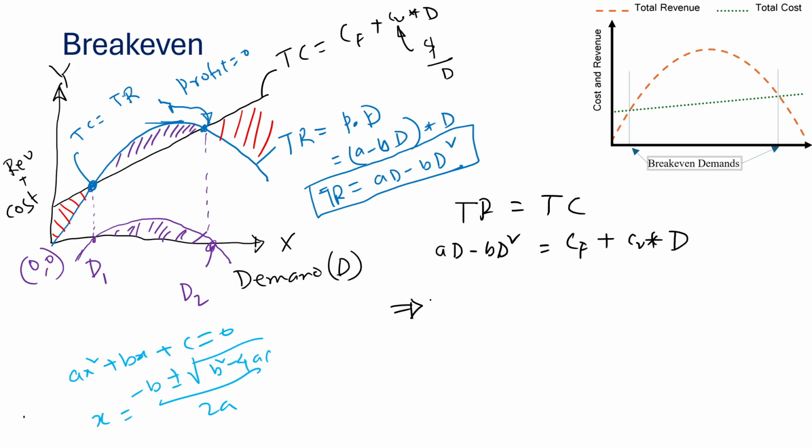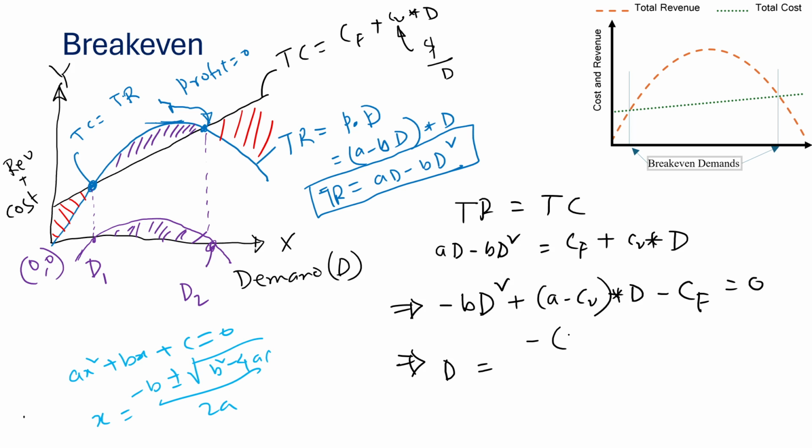So simply for D, we're going to rearrange it into the ax squared plus bx plus c form. This is going to be minus BD squared plus (A minus cv), where small cv is the per unit production cost, times demand, minus the fixed cost, equal to 0. So simply solve for D. It's going to be minus b, and in this case the b is A minus cv, the small cv, of course.